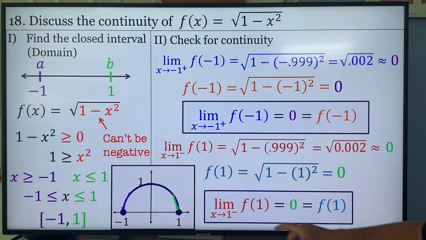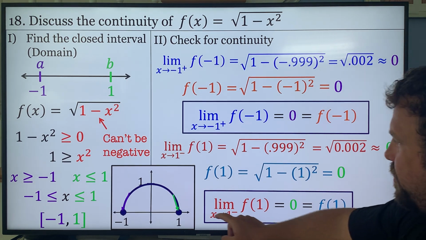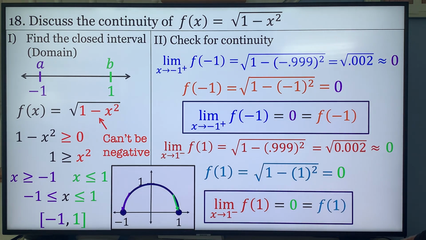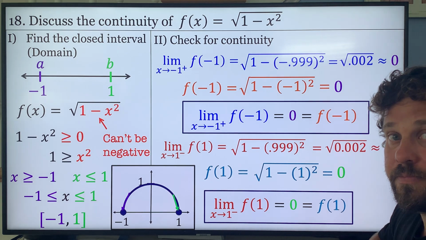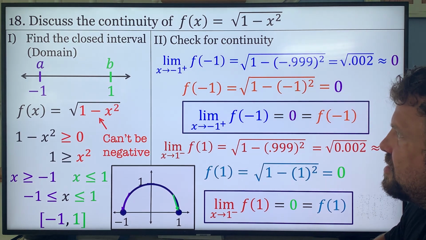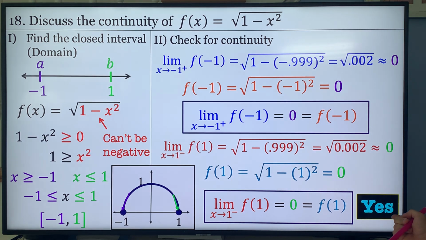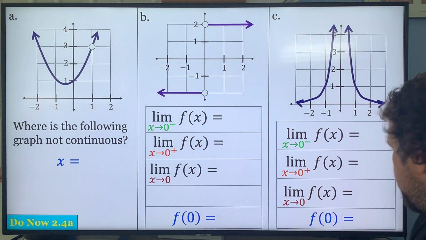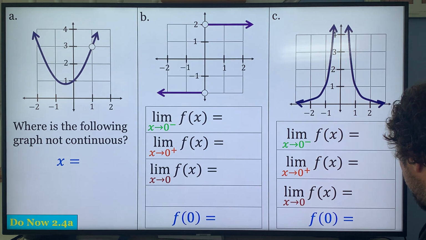All right, as you plug it into the equation, 1 minus 1 is 0, square root of 0 is 0. What do you notice about these two? The limit of f from the negative side, as you approach 1, is actually equal to the actual value there, so therefore it is continuous. All right, not too terrible, is it? A little tedious, so yes, continuous. Domain, continuous. All right, that was a little wordy. All right, take a breath.